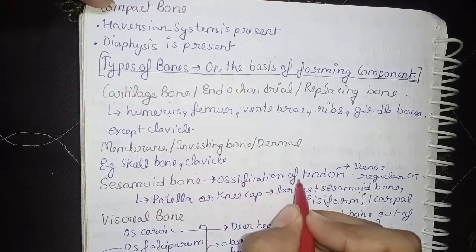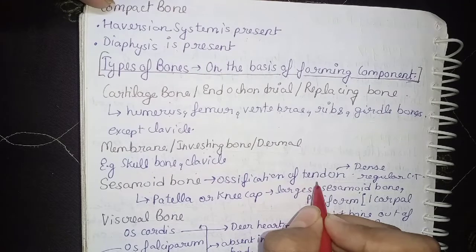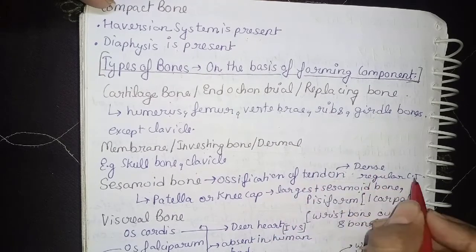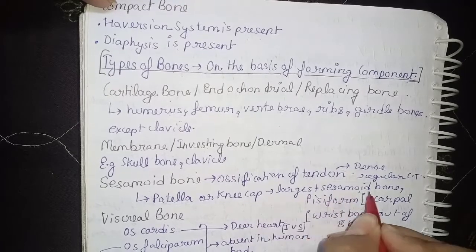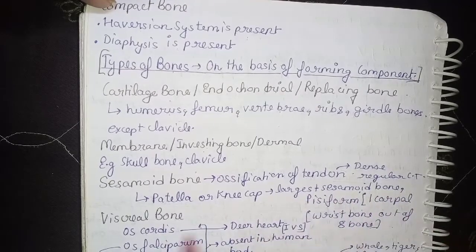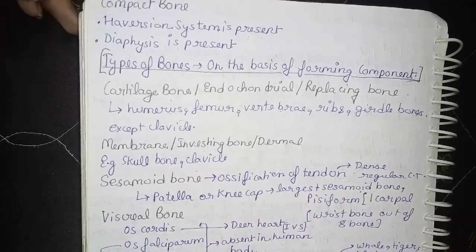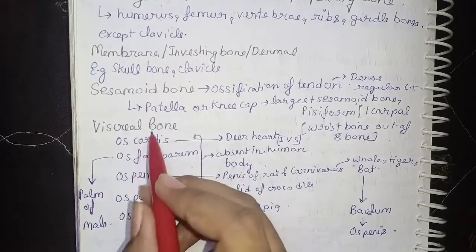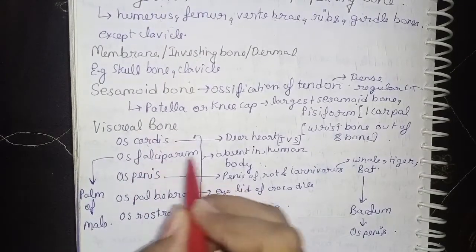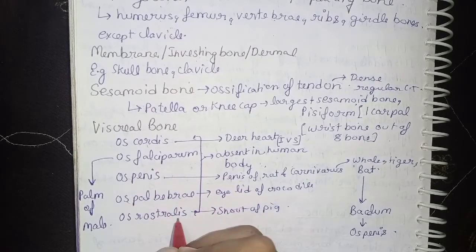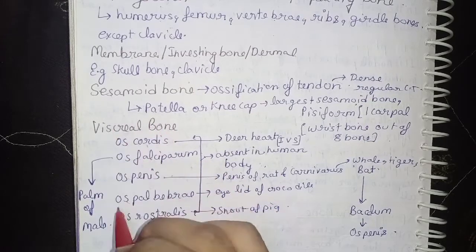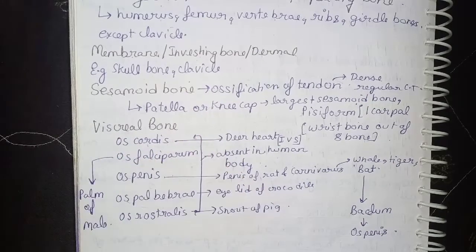Sesamoid bone: ossification occurs by the help of tendon, dense regular connective tissue. The example is patella or kneecap. It is the largest sesamoid bone. Then coming to visceral bone: os cordis, os falciparum, os penis, os rostralis. So these come in the classification of visceral bone.